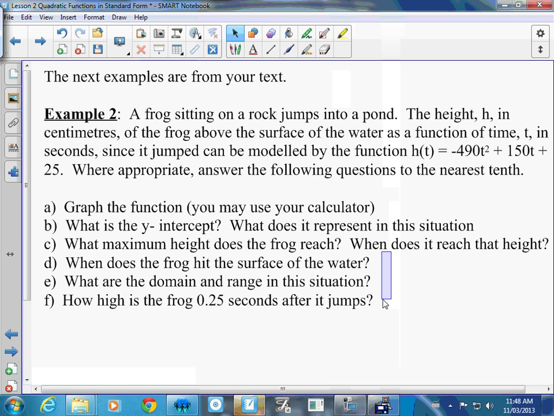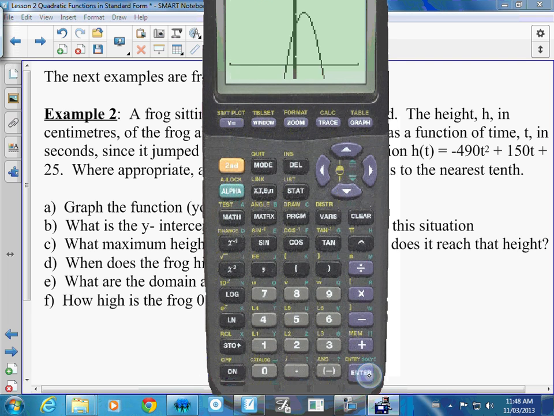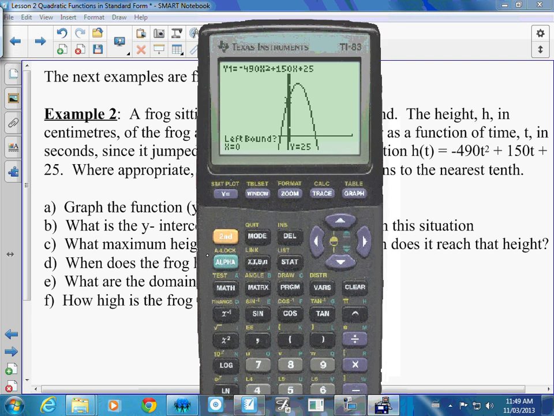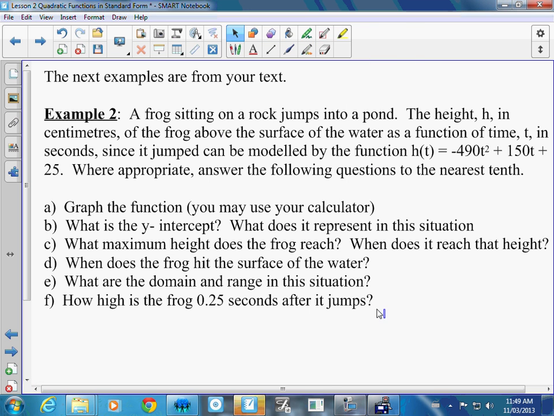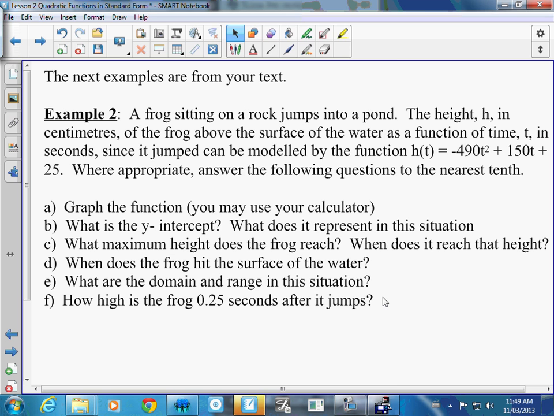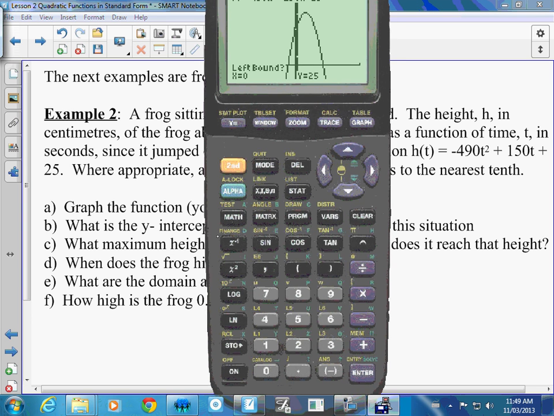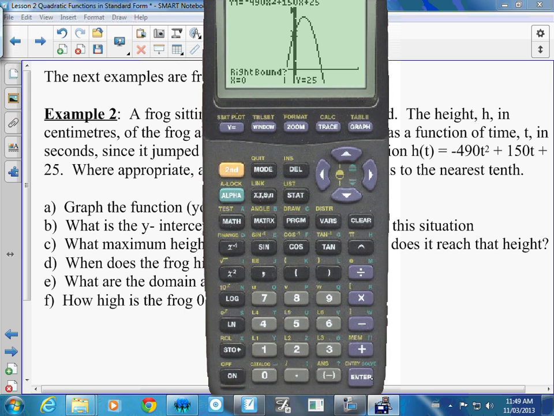Right? You pick max. And now it wants to find our boundaries. Basically, it wants to know where the left side is, where the right side is, so then it can find the max. The left side is anywhere along this line. So that's easy. So you just hit enter. Now if the calculator is smart enough, it should automatically kick over. Oh, no, now it wants to know the right bound.